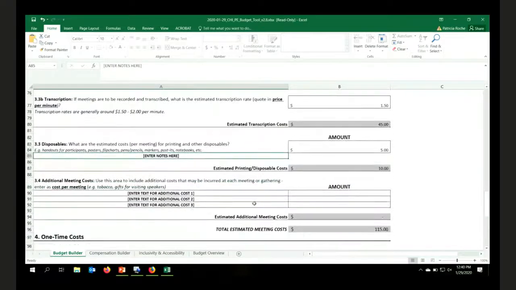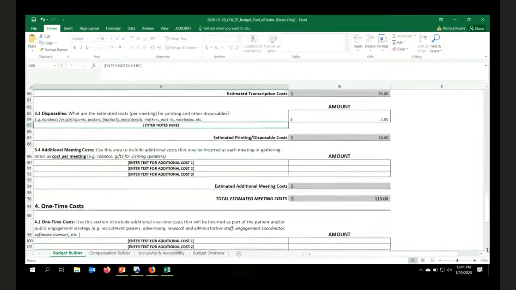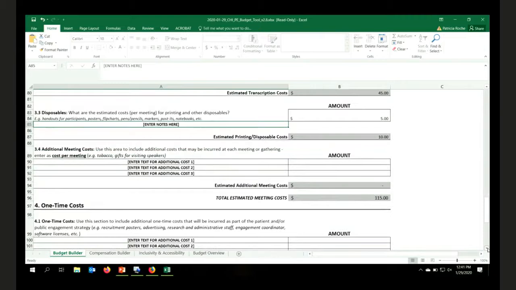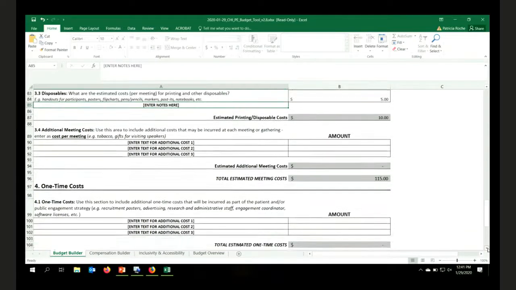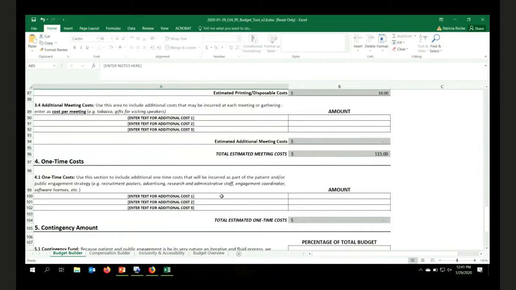And then you can also add if you have additional meeting costs. These could be gifts for speakers, tobacco, any kind of incidentals per meeting. So I've included that there. Your imagination, whatever that may be, I have no idea, right? But you have that option. You also have the option for one-time costs. So this could be like posters, advertising. This could be a software license, that kind of thing.